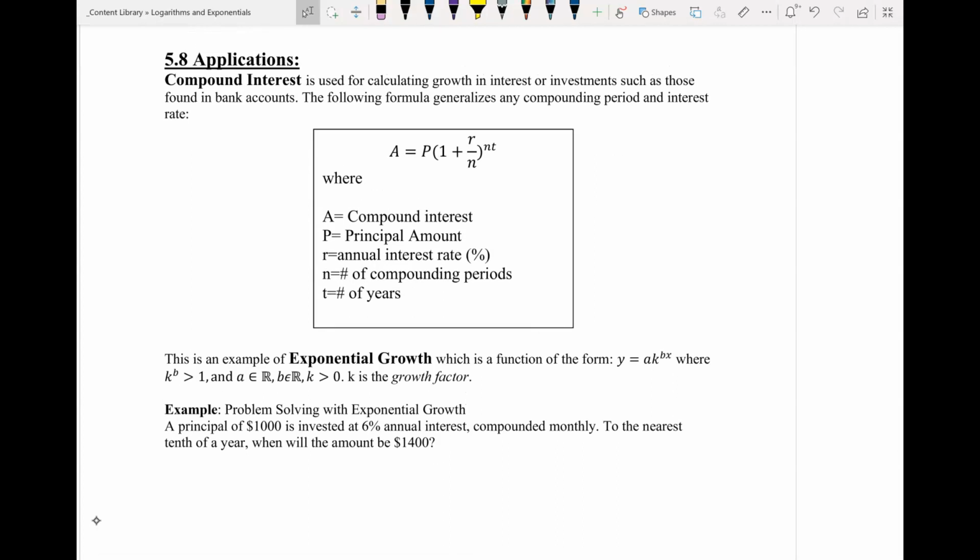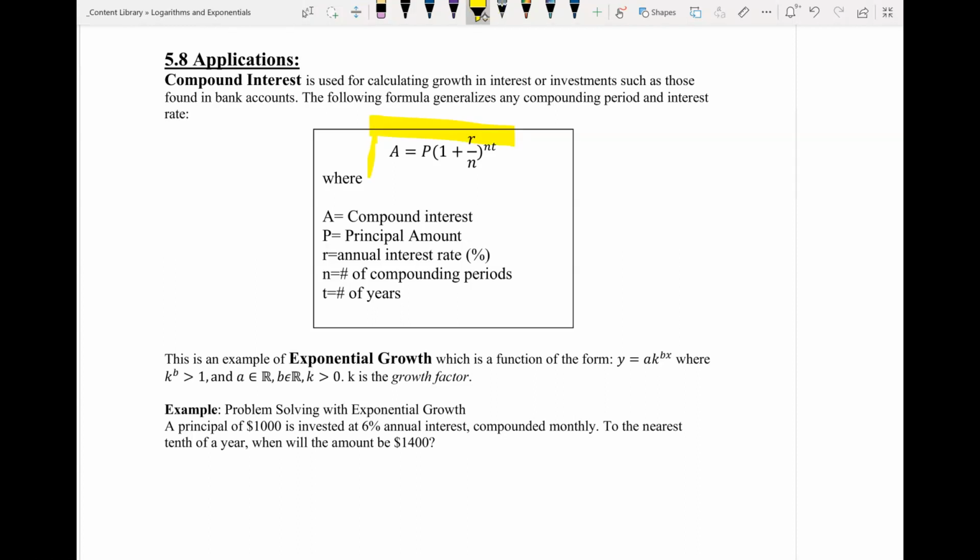Welcome to our video on applications of logarithms. In this lesson, we are going to look at compound interest, which is an example of exponential growth, and we're also going to look at investments, in particular future value. So compound interest is used for calculating growth in interest or investments such as those found in bank accounts.